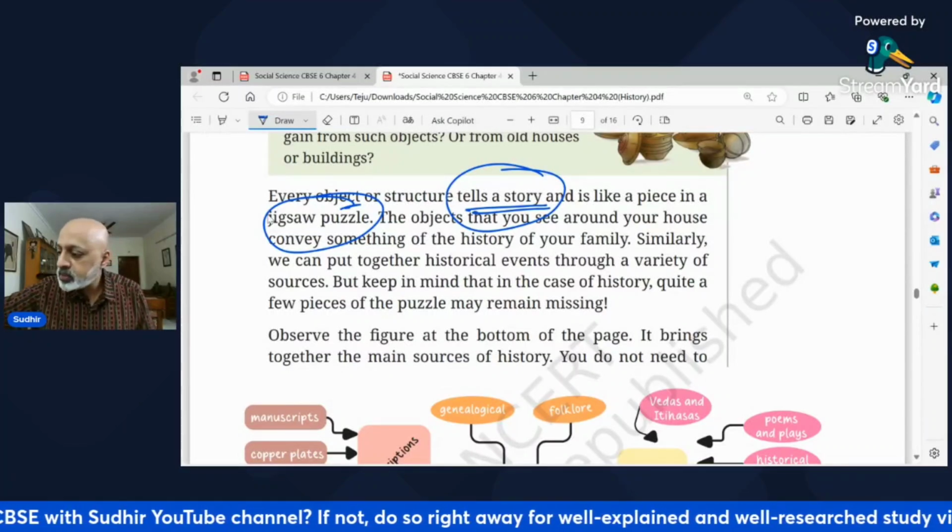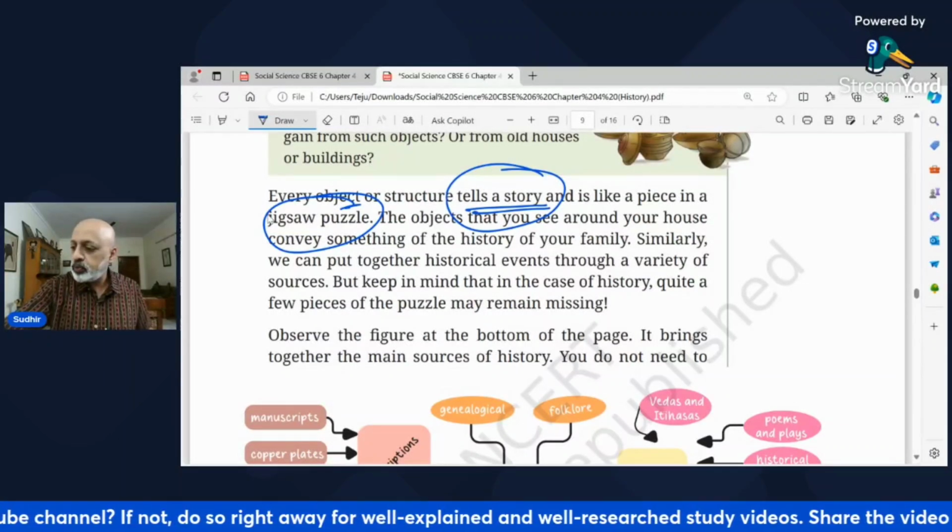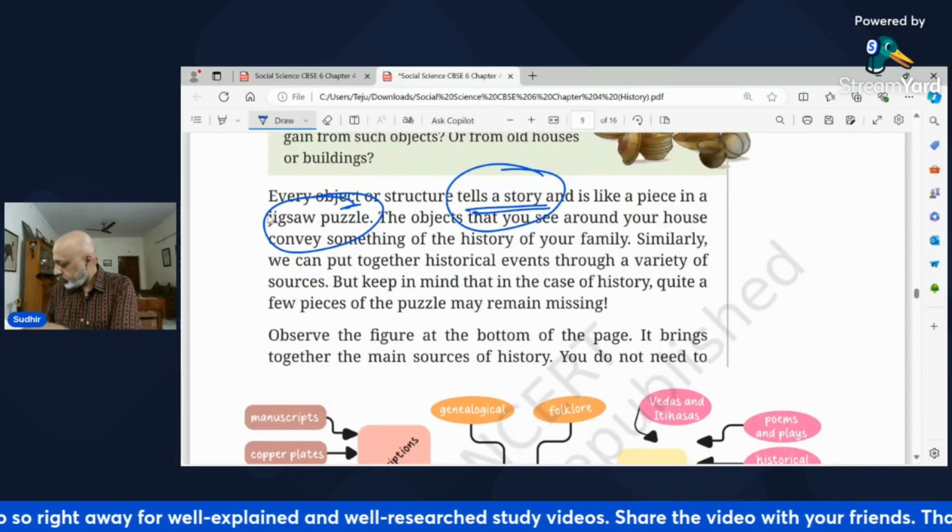So let me see if there are any photographs or just a report. 1 second.